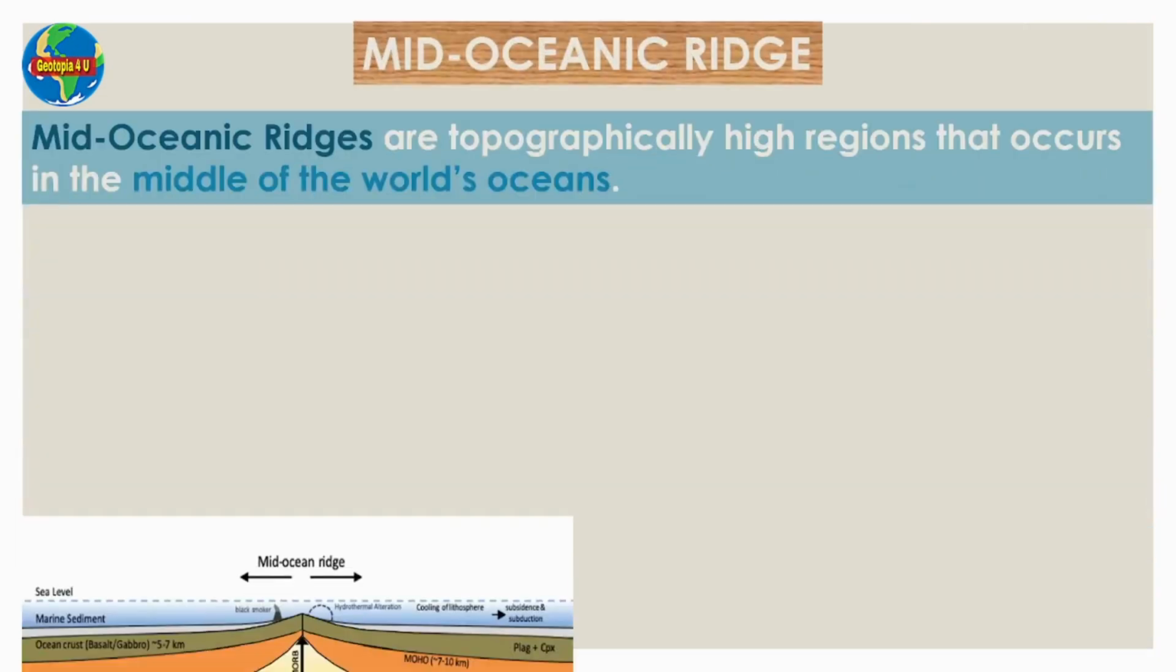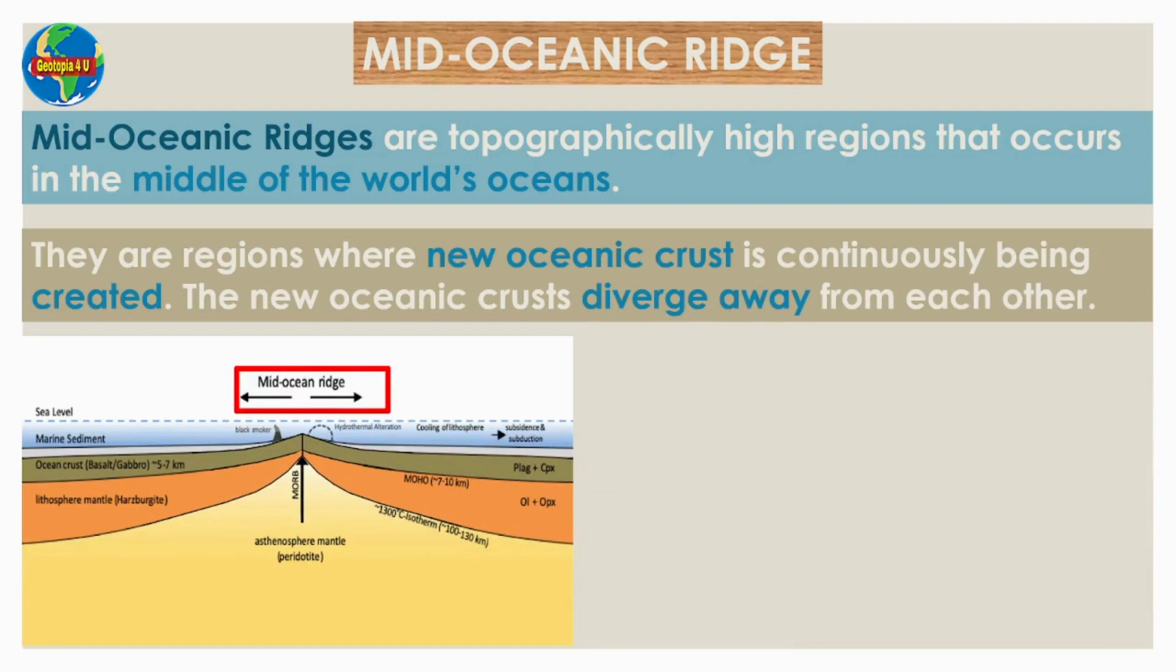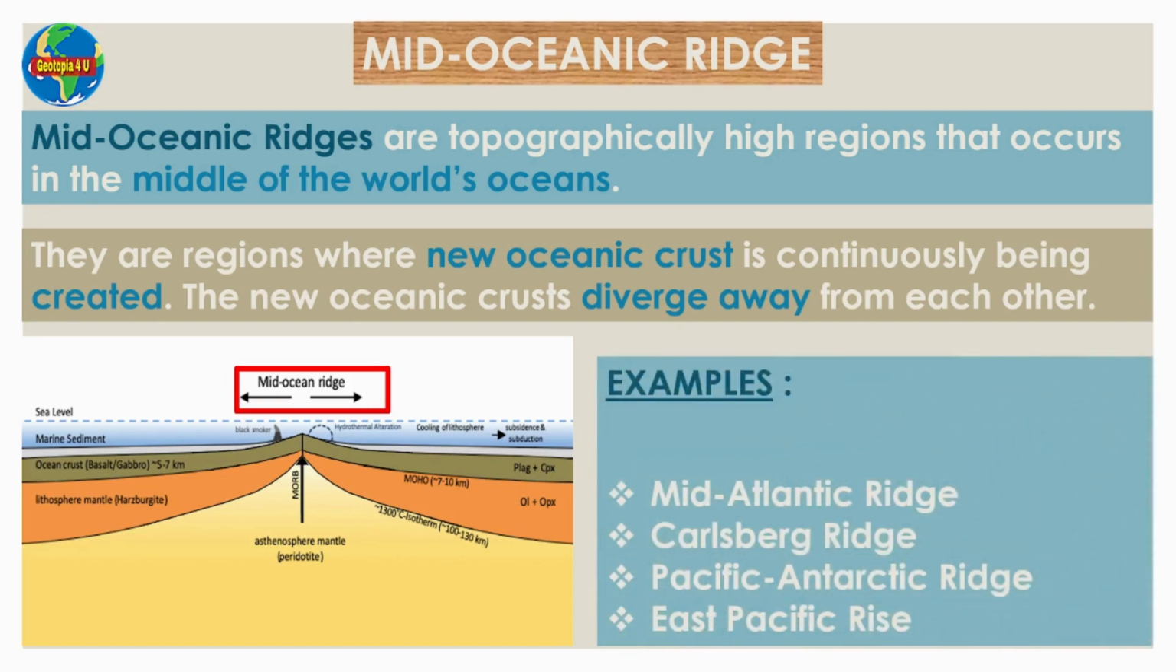Mid-oceanic ridge. Mid-oceanic ridges are topographically high regions that occur in the middle of the world's oceans. They are regions where new oceanic crust is continuously being created. The new oceanic crusts diverge away from each other. Some examples of mid-oceanic ridges include the Mid-Atlantic Ridge, Carlsberg Ridge, Pacific Antarctic Ridge, and the East Pacific Rise.